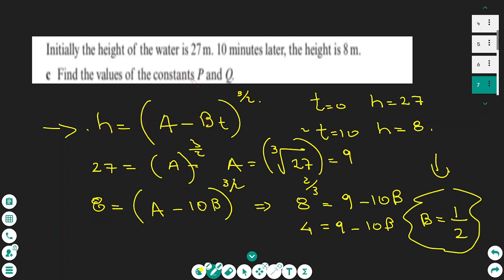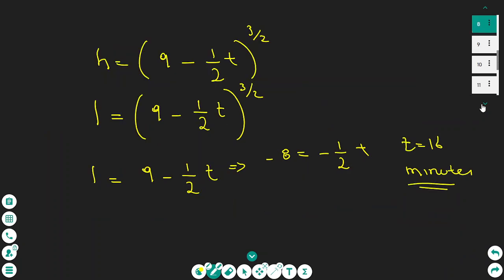This is what we have been asked to find on the other part, to find the values of the a and the b. So by using these points in this equation, you find the value of the a is 9 and the value of the b is 1/2. And this is this part.